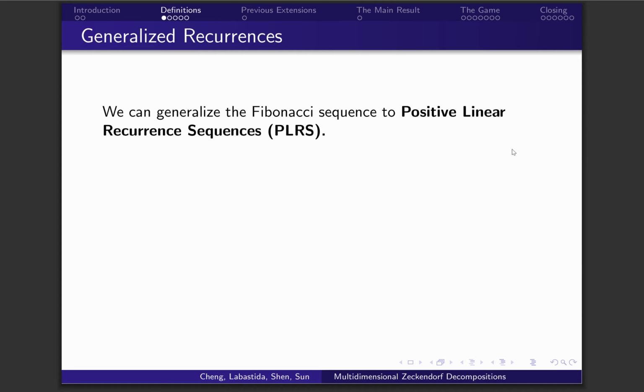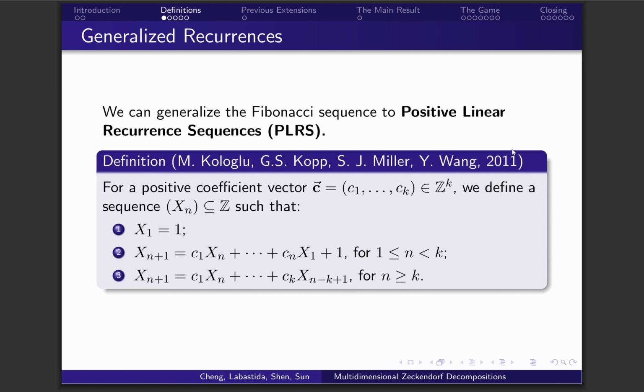Now, how do we generalize this? We can generalize the Fibonacci sequence to positive linear recurrence sequences, which are also called PLRs. Following the definition established in prior work, for a positive coefficient vector c = (c_1, ..., c_k) in Z^k, we define a sequence x_n contained in Z such that x_1 = 1, and for n from 1 to k-1, we get some good initial terms. And for all n greater than or equal to k, we can use the recursion.